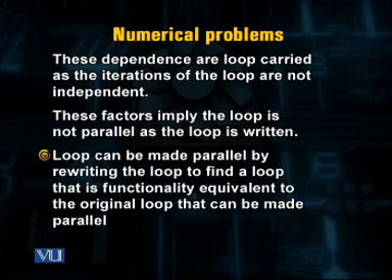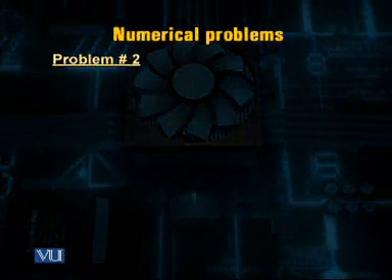The loop can be made parallel by rewriting it to find a loop that is functionally equivalent to the original loop and that can be made parallel. And this you can try by rewriting this loop and finding out a new sequence of the loop. Now let us consider another example.